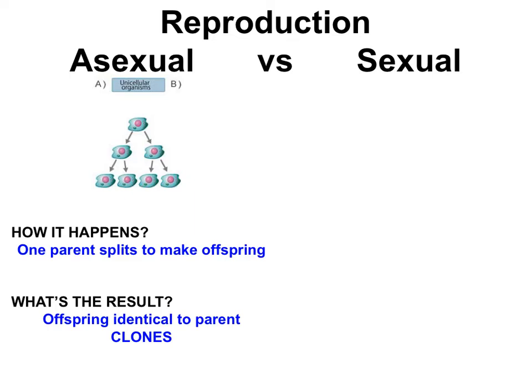With asexual reproduction, one parent splits to make offspring. A really good example of this is with unicellular organisms, or organisms that are made up of only one cell. A unicellular organism like a paramecium or amoeba can just divide itself by mitosis, and then bang, you get all these babies with more and more rounds of mitosis. But some multicellular organisms can reproduce asexually too.